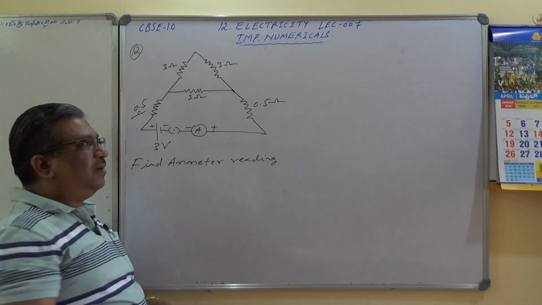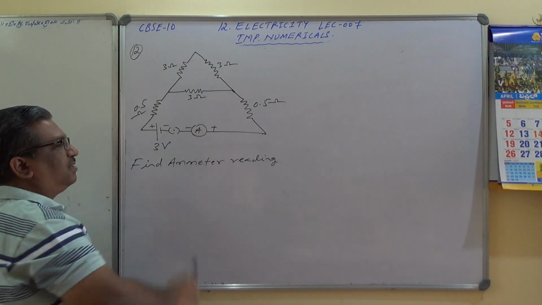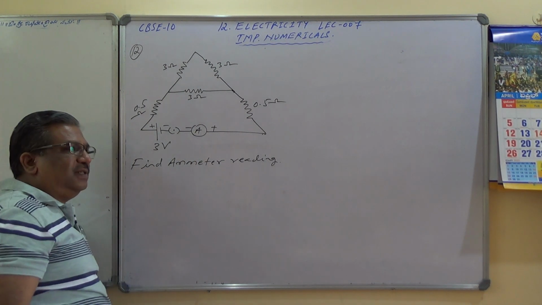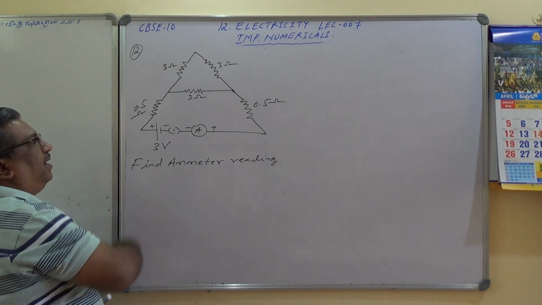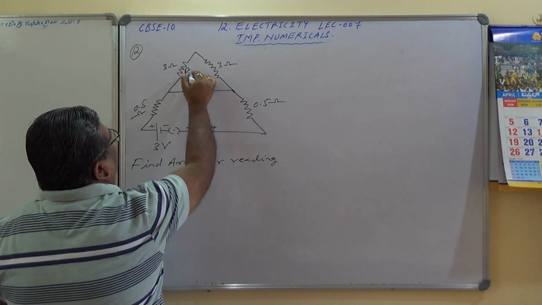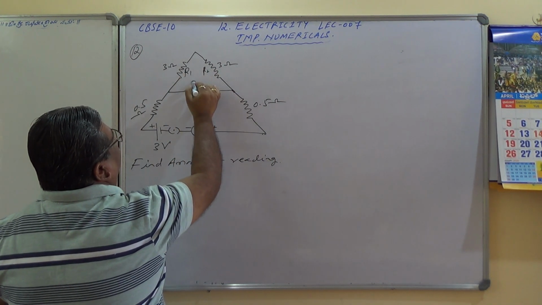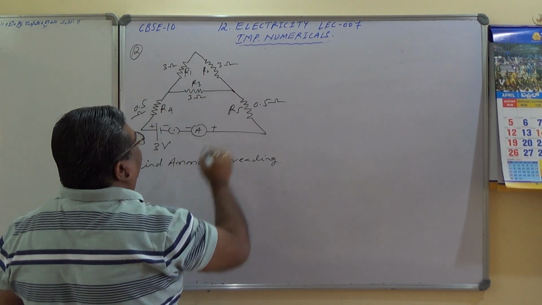One more very typical sum here. This is a circuit diagram given to you. You have to find the ammeter reading in this case. The meaning of finding out ammeter reading is nothing but the current through the entire circuit is what you have to find out. So let me do the naming ceremony first: R1, R2, R3, R4, R5.